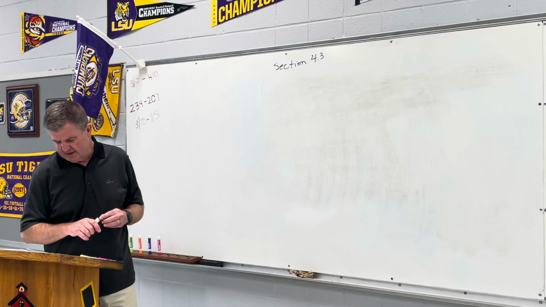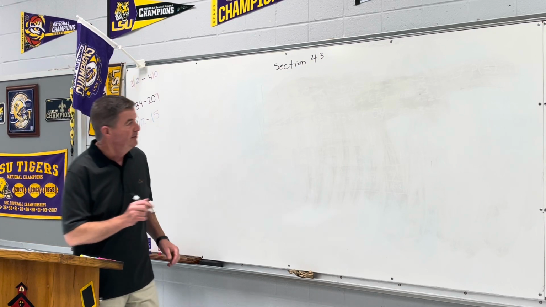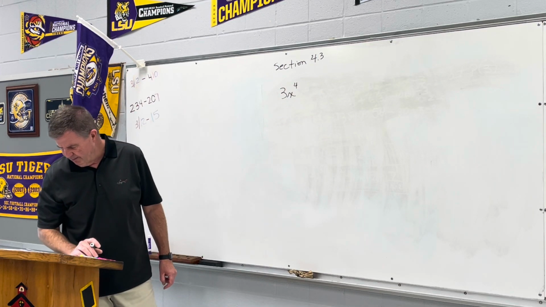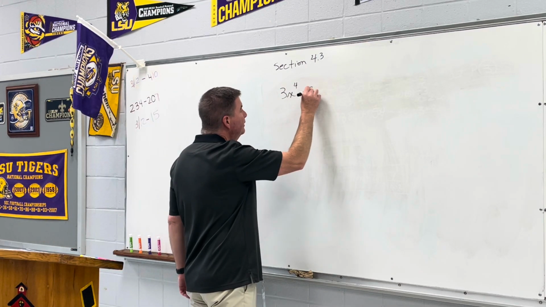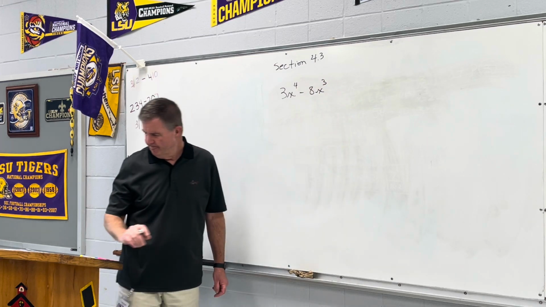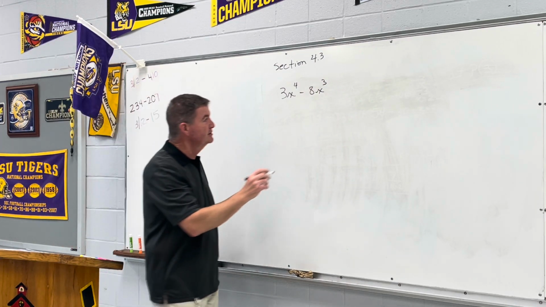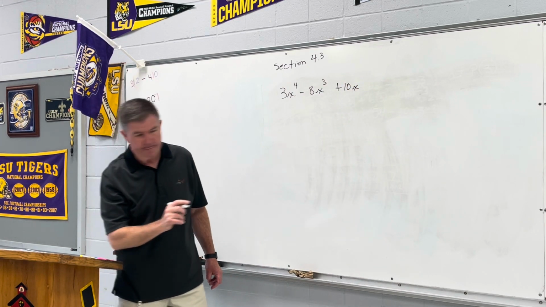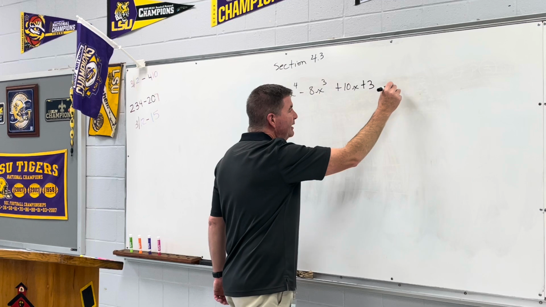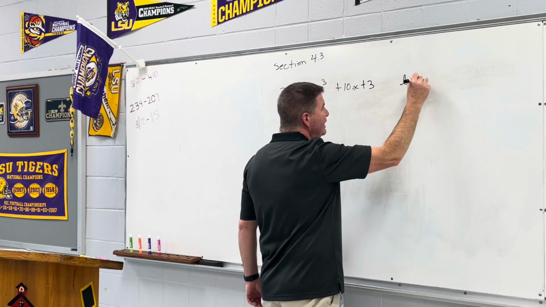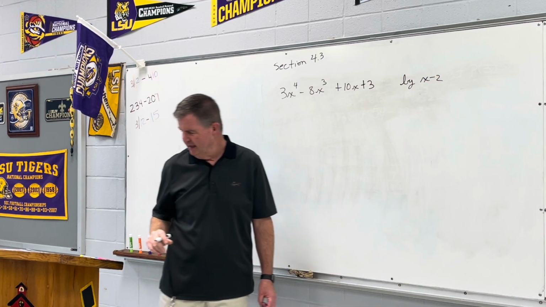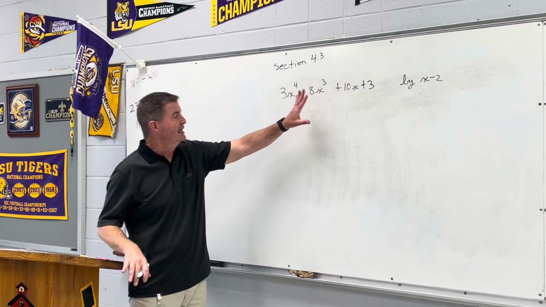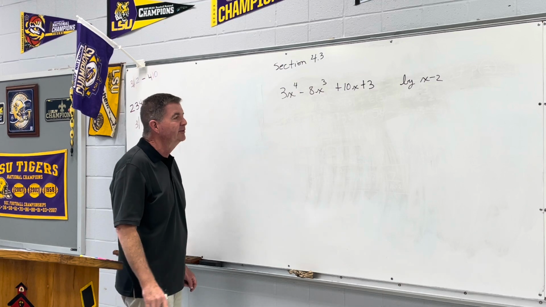So the first example says use synthetic division to divide, and we have a polynomial, 3x to the fourth minus 8x to the third plus 10x plus 3. And we want to divide by x minus 2. Now, in order to do that, we're going to use the coefficients. We're going to literally take the x's out, use the coefficients, and we're going to divide.